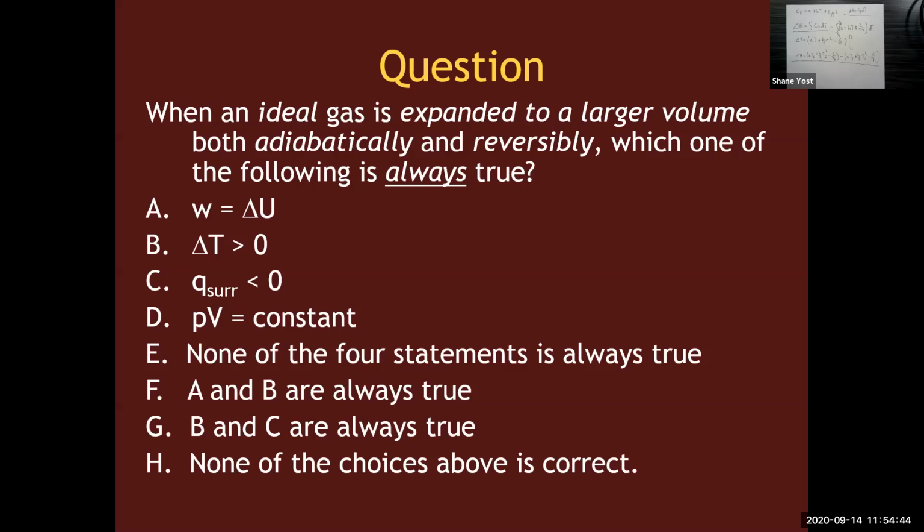So for an adiabatic expansion, is work always equal to the change in internal energy? Yes, because the internal energy is always equal to work plus heat. For an adiabatic expansion, heat is 0, so A is always true. B here, if I'm going to a larger volume, expanding my gas, is delta T always greater than 0? No. As we've been talking about, the volume increase corresponds to a temperature decrease. So B is false. C, Q surroundings is less than 0.